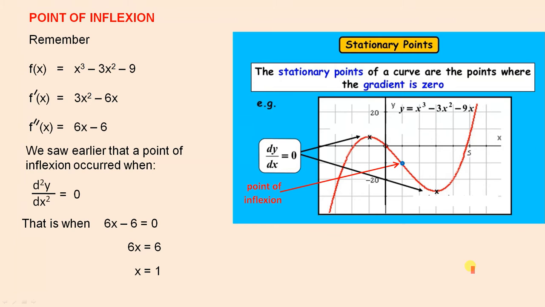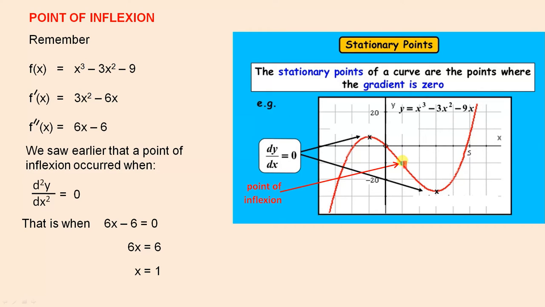A point of inflection. Now here was the original function, here is the first derivative, and here is the second derivative. We saw earlier that a point of inflection occurred when d squared y over dx squared equals 0. That is, when 6x minus 6 is 0, when 6x equals 6, or when x equals 1. So the point of inflection is here, when x equals 1.